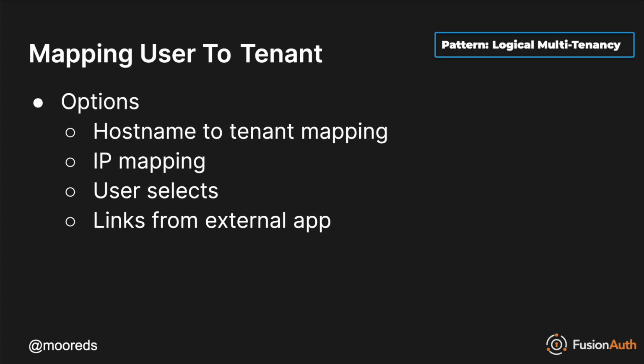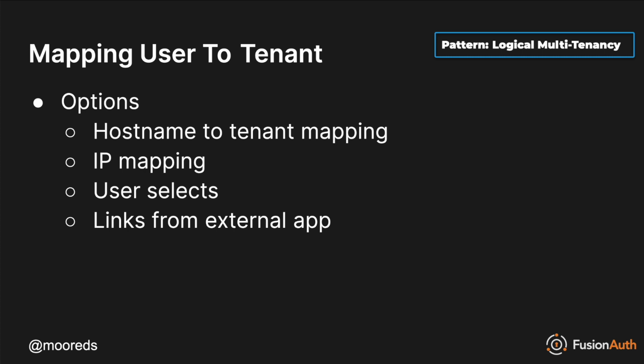So one of the complexities around this is that you need to somehow send the user to a given user pool before you even know who they are. And you can do this based on attributes of the request. The hostname and tenant mapping is the one I just showed you. If you have different sets of users that are tied to different IP spaces, you could do IP mapping. You could, in some cases, have the user select which one they should go to.